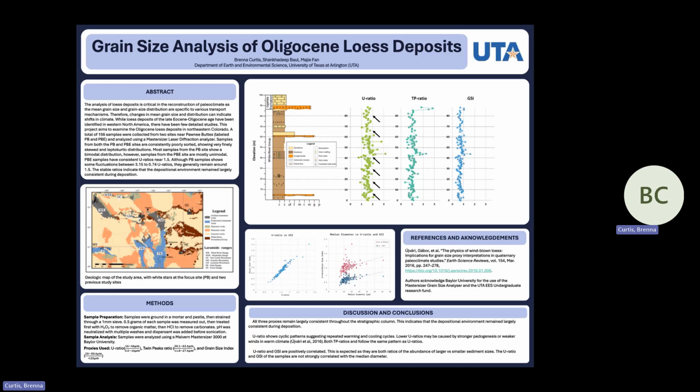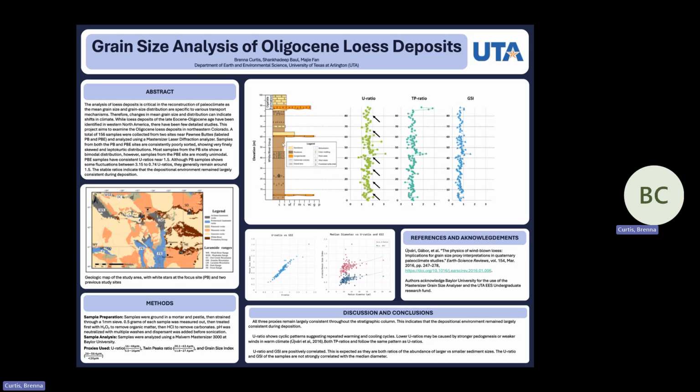We analyzed the samples using a Malvern Mastersizer 3000 at Baylor University. And I used three main proxies during my analysis: the U ratio, the Twin Peaks ratio, and grain size index. Those are all ratios that compare the general abundance of larger grain sizes versus smaller grain sizes, but they include different ranges of larger and smaller grain size, so they can show slightly different things.